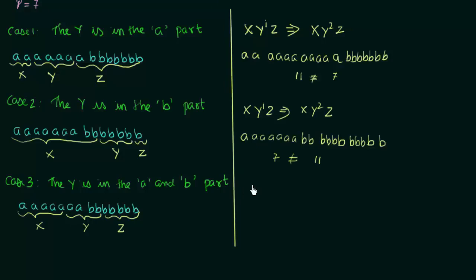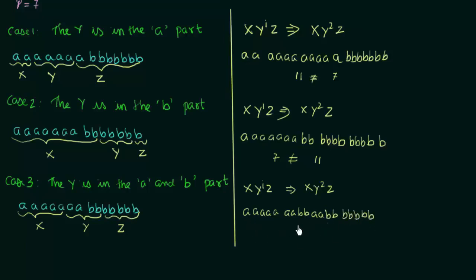Alright, so let's do the same thing for case number 3. I take x, y raised to i, z and I choose my i to be 2. Now let's see. Here x is 1 2 3 4 5 a's, and y contains 2 a's and 2 b's, and I have to repeat y once more: 2 a's, 2 b's, and then z contains 1 2 3 4 5 b's.